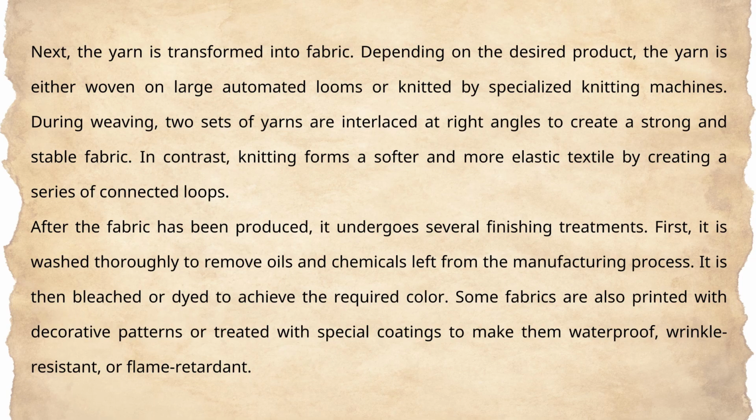After the fabric has been produced, it undergoes several finishing treatments. First, it is washed thoroughly to remove oils and chemicals left from the manufacturing process. It is then bleached or dyed to achieve the required color. Some fabrics are also printed with decorative patterns or treated with special coatings to make them waterproof, wrinkle-resistant, or flame-retardant.